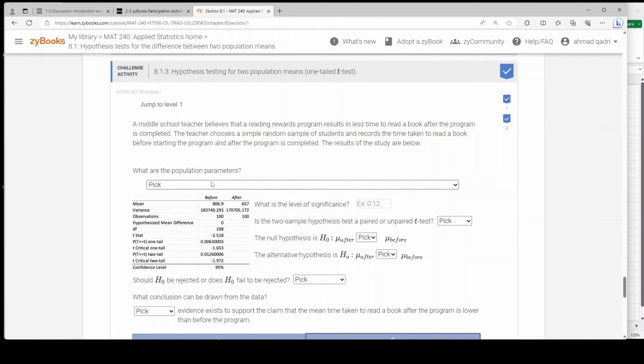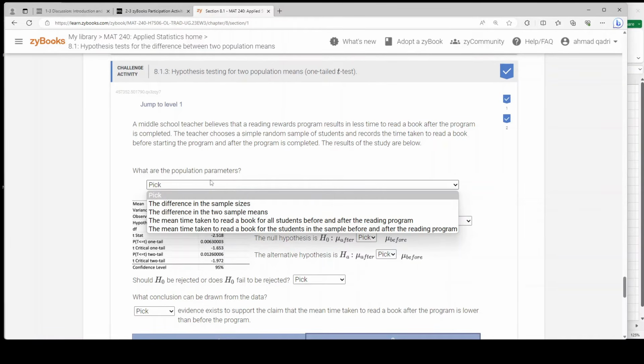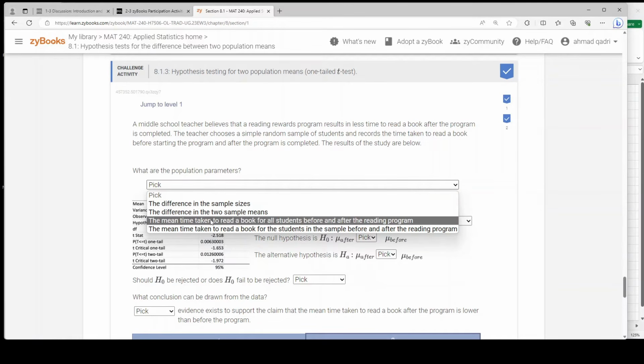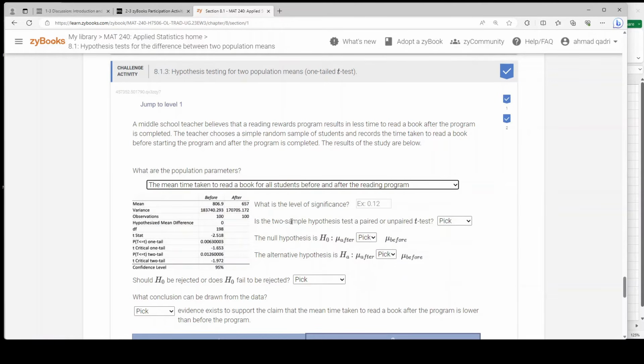So what is the population parameter here? It wouldn't be the first two options. This option here says the mean time taken to read a book for all students before and after the reading program. And this is correct. What is the level of significance? That would be 100% minus the confidence level. So 5% or 0.05.